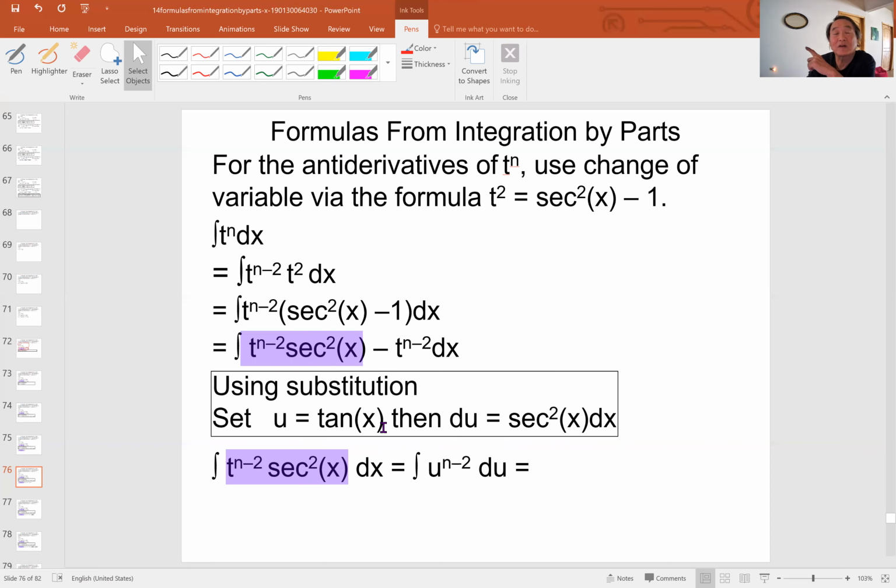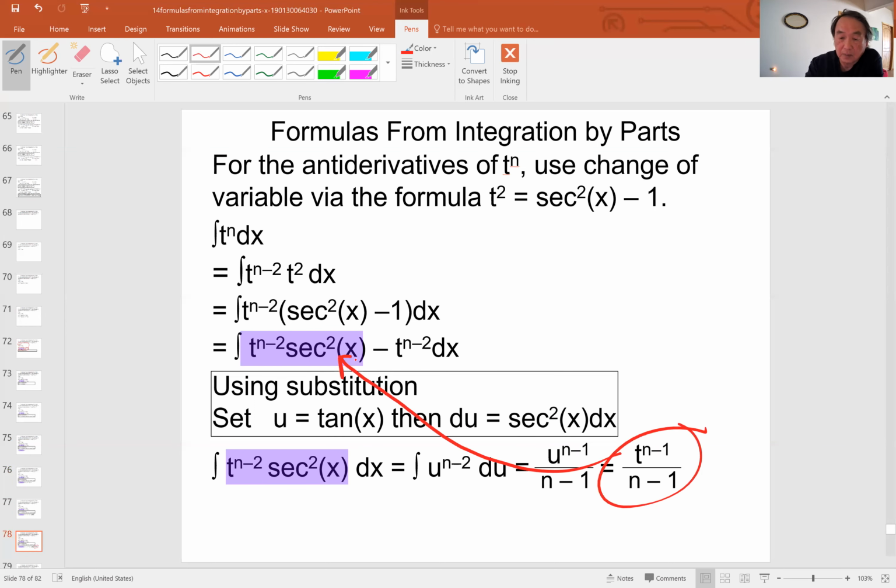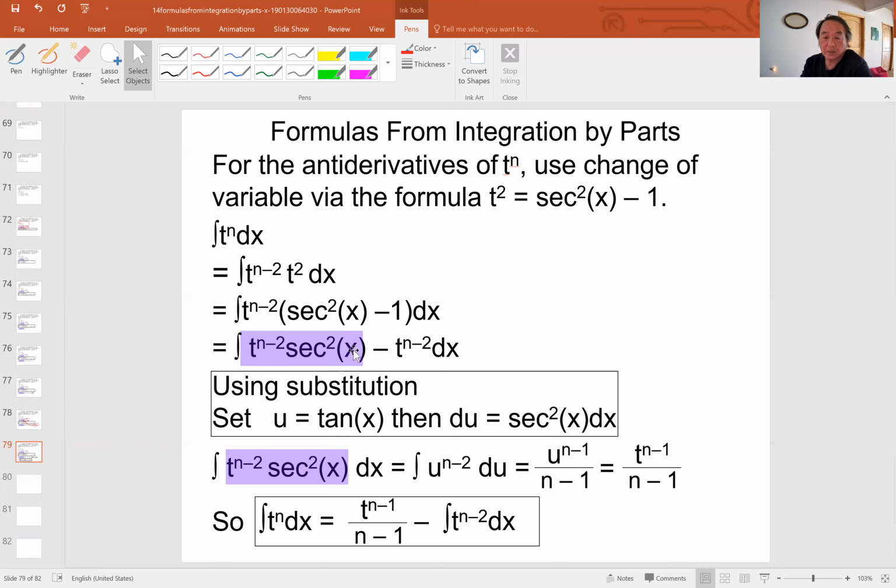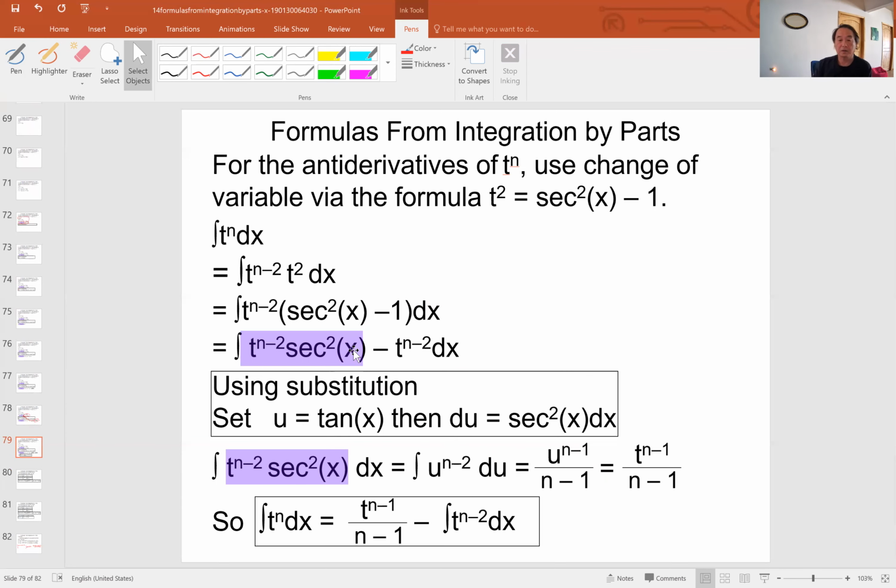So then the antiderivative is u to the n minus 1 divided by n minus 1. Okay, power n minus 1. u, of course, is tangent. So it's tangent to the n minus 1 divided by n minus 1, and these replace this front part. The minus 1, of course, the whole formula used to have a minus that portion. So this is the reduction formula for powers of tangent.